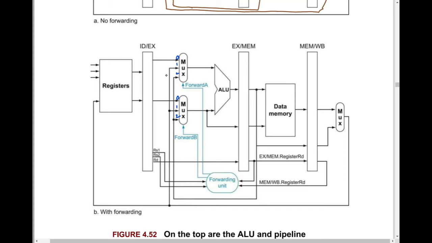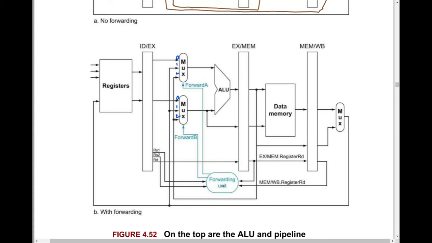Okay, and you can see there is Forward A here for this, and Forward B is here. These are the control signals, two control signals. Who is generating the control signals? The forwarding unit. Okay, so now if I go back to the previous example, what will be the value of Forward A and Forward B?